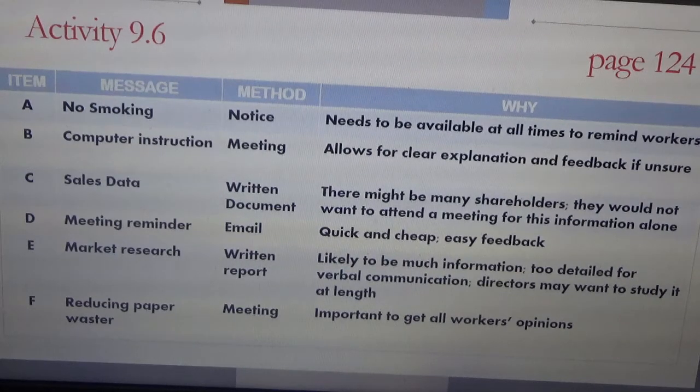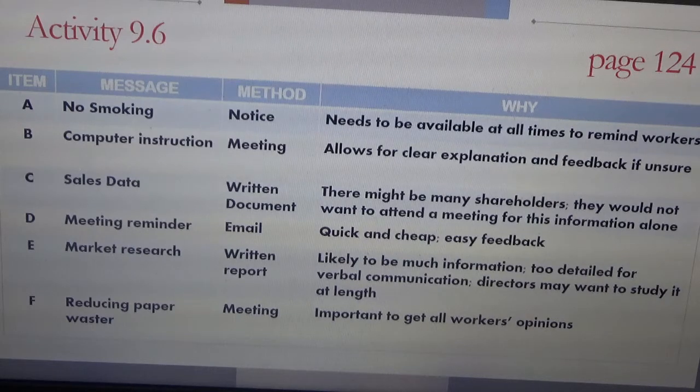You will see in your book that letter A says there should be no smoking in the staff canteen. So the message should simply be no smoking, and we may prepare a notice. And why did we choose notice as the method of communicating to those going to the canteen? The notice needs to be available at all times to remind the workers.